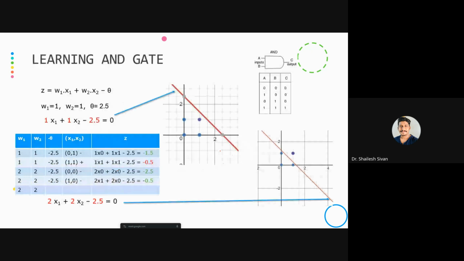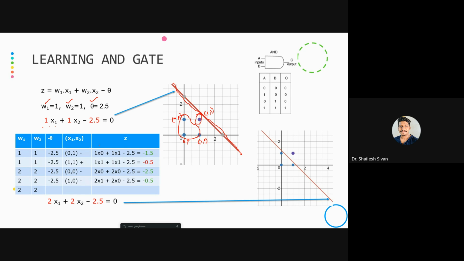Initially, for the hyperplane, this is the data point 0 0, this is 1 0, this is 0 1, and this is 1 1. So this is the positive observation, and all the others are negative observations. As we are choosing the values of w1, w2 and theta randomly, the equation of the hyperplane becomes 1 x1 plus 1 x2 minus 2.5 equal to 0. That equation is represented by this line, and it is evident that this line is not separating our data properly.